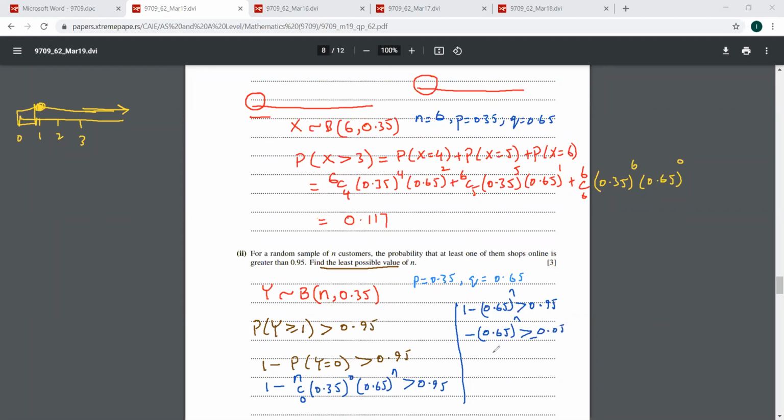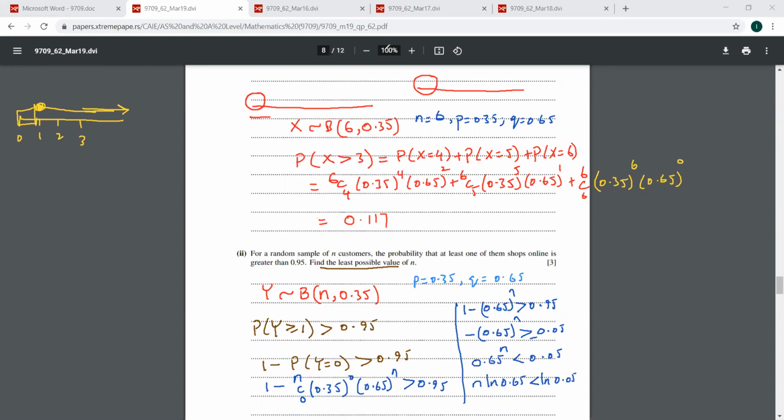So when you cancel the minus with the minus, the inequality sign has to be changed. Don't just change this quickly. This can result in a mistake here. So this is going to be less than this 0.05. And then you apply the log on both the sides. This is n ln 0.65 is less than ln 0.05.